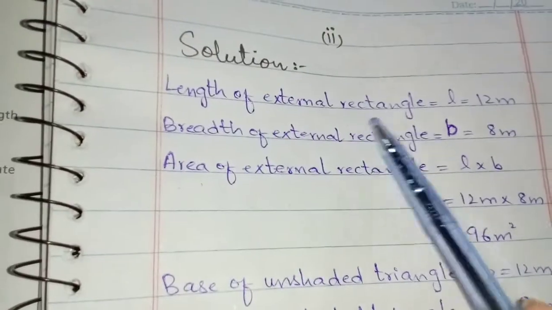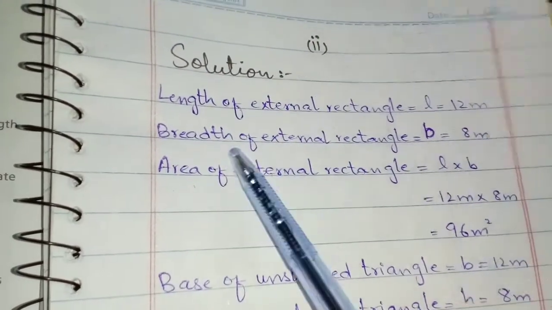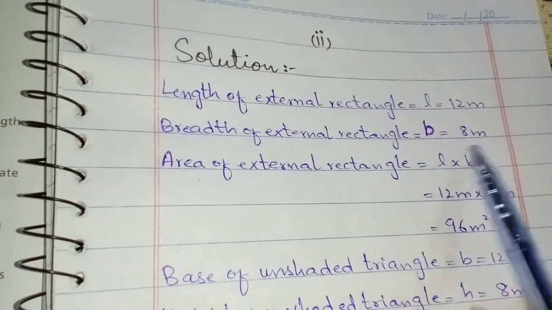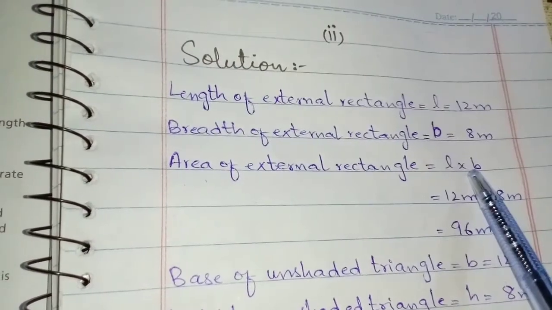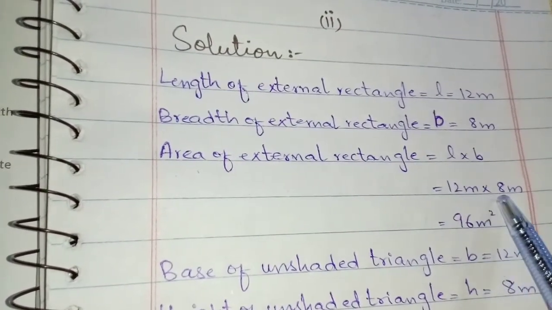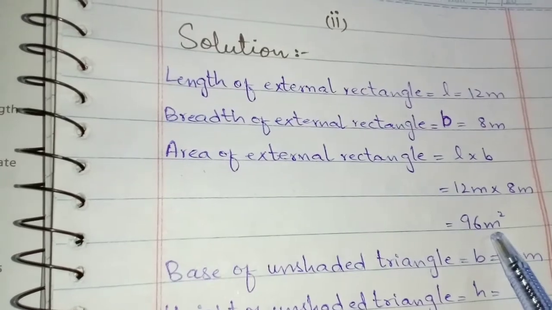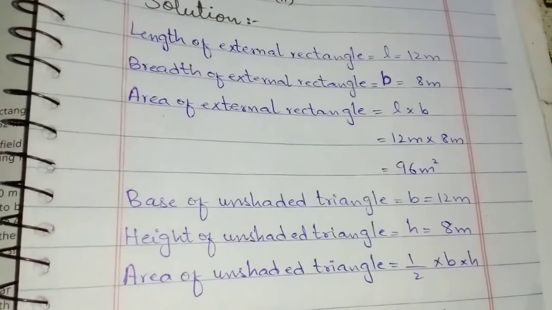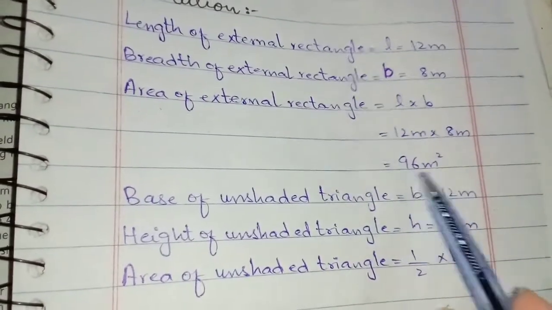So length of the external rectangle L is equal to 12 meter, breadth of the external rectangle is equal to 8 meter. So area of the external rectangle is equal to length multiplied by breadth, that is equal to 12 meter multiplied by 8 meter, that is equal to 96 meter square. So area of external rectangle is equal to 96 meter square.